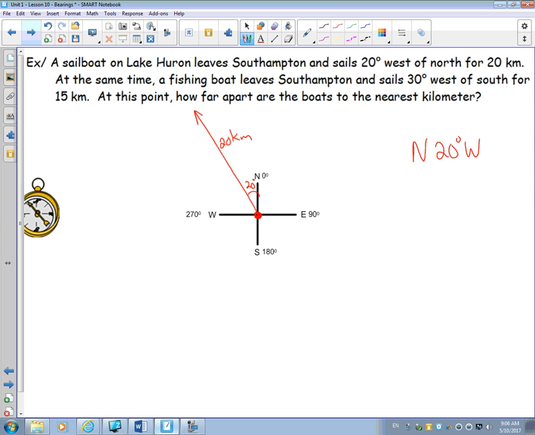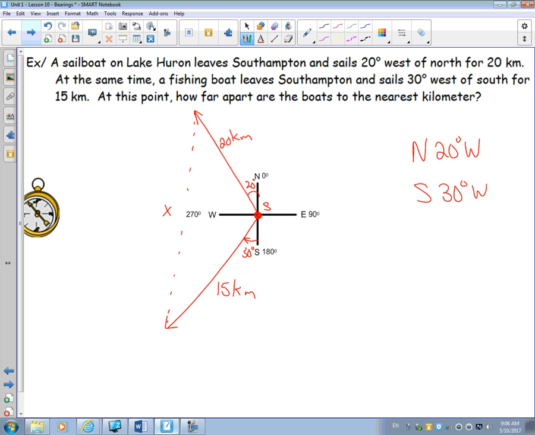At the same time, a fishing boat leaves Southampton and sails 30 degrees west of south, in other words, S30W. So from Southampton, which is in the middle, we're going to go this way. We know it's 30 degrees, and we know it went for 15 kilometers. We want to know how far apart the boats are to the nearest kilometer.